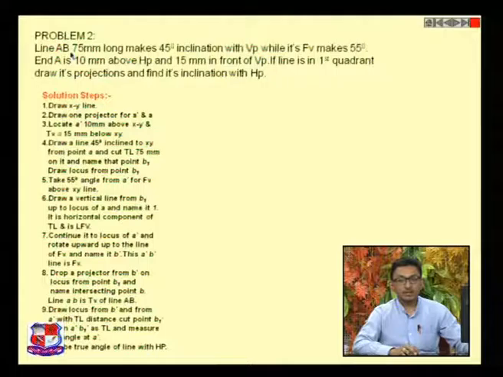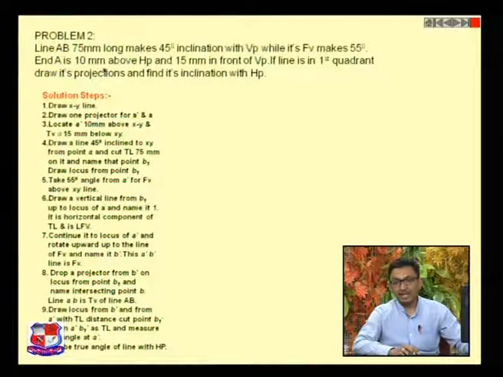What has been given? The true length 75 mm has been given. Angle with VP only given. As you can see, 45 degree inclination with the vertical plane. In the past problem, we have got both angle with HP as well as angle with VP. Both the angles we have been given. Another angle which we have is the angle of front view with the XY line. Angle of the front view has been given, which is 55 degrees.